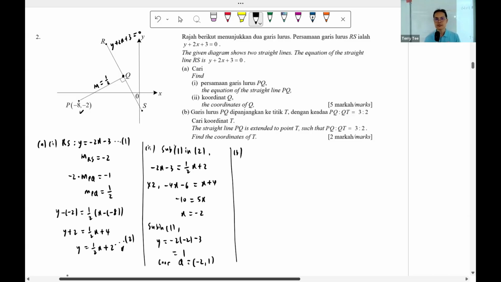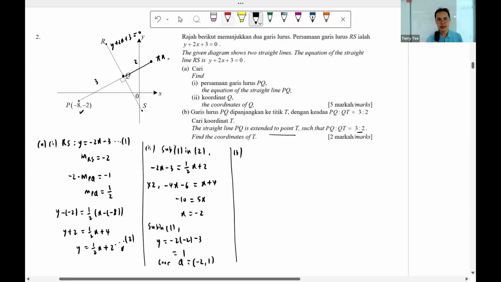B. The straight line PQ is extended to T such that PQ to QT is 3 is to 2. 3 is to 2. Okay, that means this is shorter. This one is shorter, around here. Okay, let me rub this off. PQ to QT is 3 is to 2. So this is 3, this is 2.